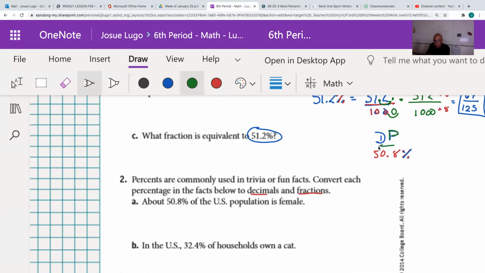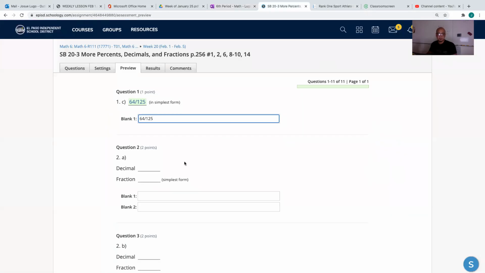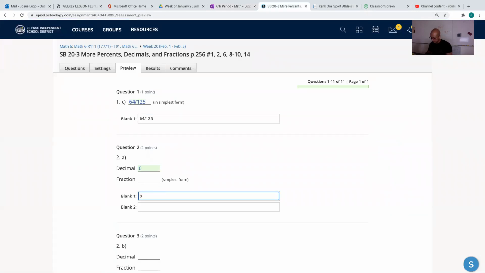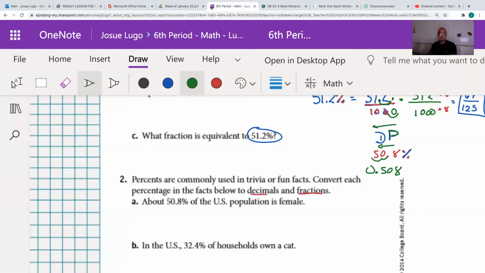In this case, we're starting with a percent. So that means that to make it into just the decimal, I need to move the decimal to the left 2 times because I'm going from percent to decimal. So I'm going to move it 1, 2. That gets rid of that. So now it would be 0.508. So that's 508 thousandths. There it is as a decimal, 508 thousandths.